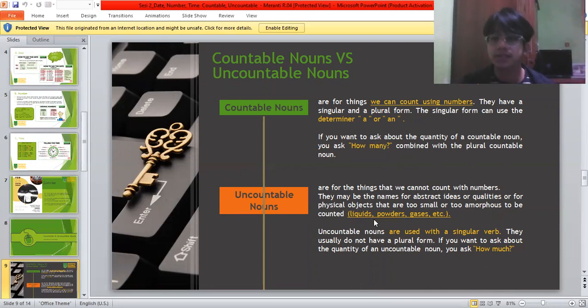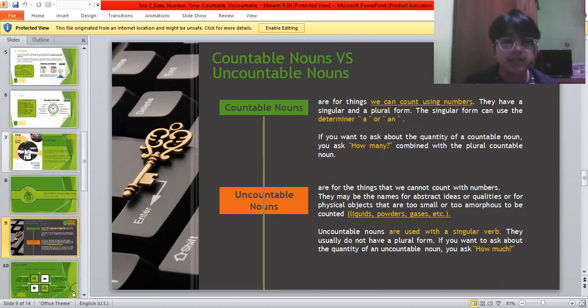things that we cannot count, such as liquids, powders, gases, time. Those are the things that we cannot count. For countable nouns, just like friends, we can count friends, we can count people basically. And like table, we can count table. The things that we can count are countable nouns. And these are the quantifiers that we use. For uncountable nouns we use much, and for countable nouns we use many.